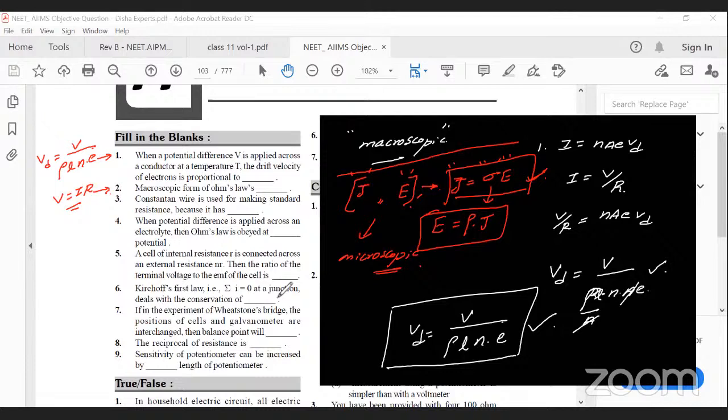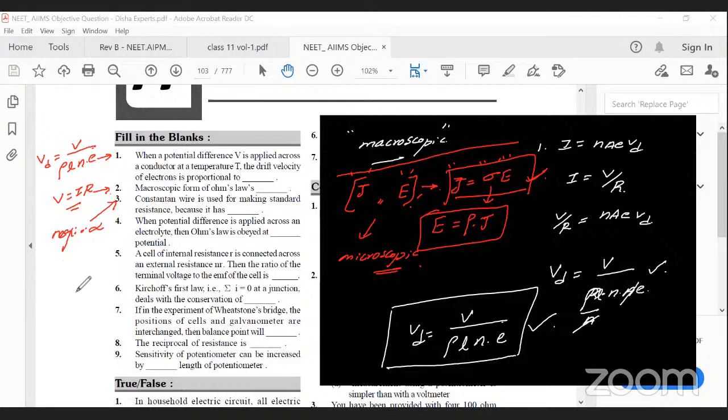Constantan wire is used for making standard resistance because it has negligible temperature coefficient of resistance. You know about the temperature coefficient, right? Yes, sir. What is the temperature coefficient of resistance? Alpha. Yes. So in this wire, instead of copper wire, we use this to get a negligible temperature coefficient of resistance, that is, negligible alpha. Okay, please take it down.